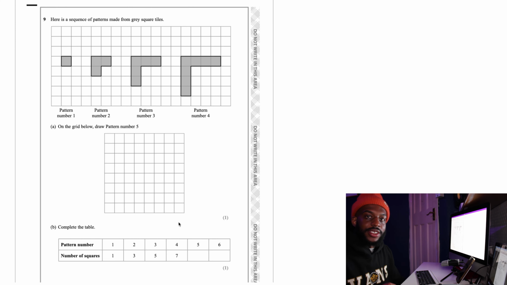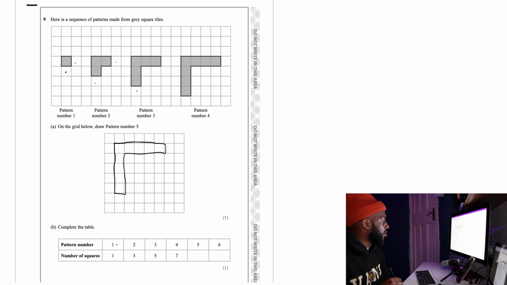Okay, we're looking at patterns in this question. On the grid below, draw pattern number 5. So you can see we've got a square in pattern 1, and then a square joins it on each end, and it just keeps adding squares on each end. So pattern number 5 is going to have 5 squares down and 5 squares right, if you see what I mean. So we're going to go down 5, like so, and right 5 as well. That's going to be pattern number 5.